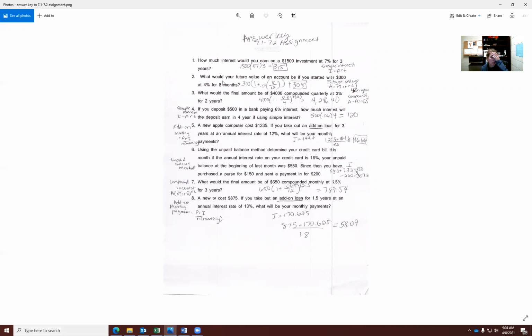Okay. The next question, what would your future value of an account be if you started with 300 at 4% for 8 months? If you look in your book at 7.1, there is a future value for simple interest formula, which is A equals P times parentheses 1 plus R times T. Again, T is in years here, okay? So a lot of you missed this question because when it gives you months and your time is in years, how many months are in a year? There's 12 months in a year. So you have to do 8 out of 12.